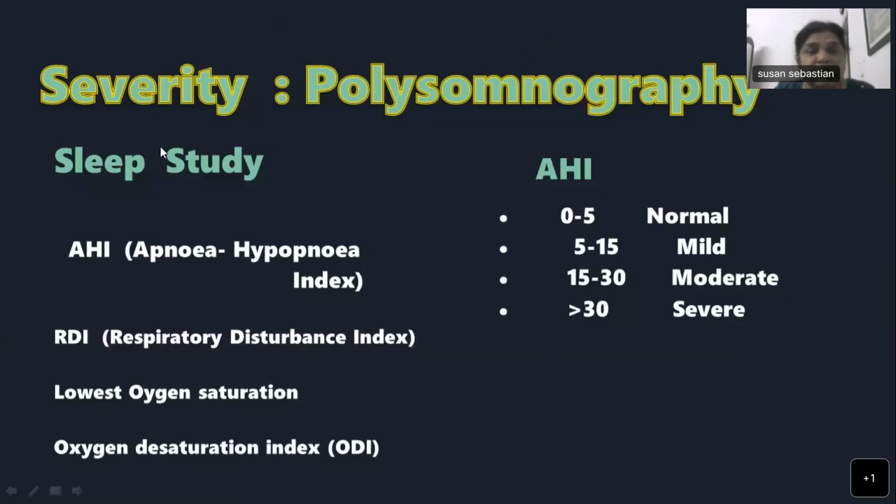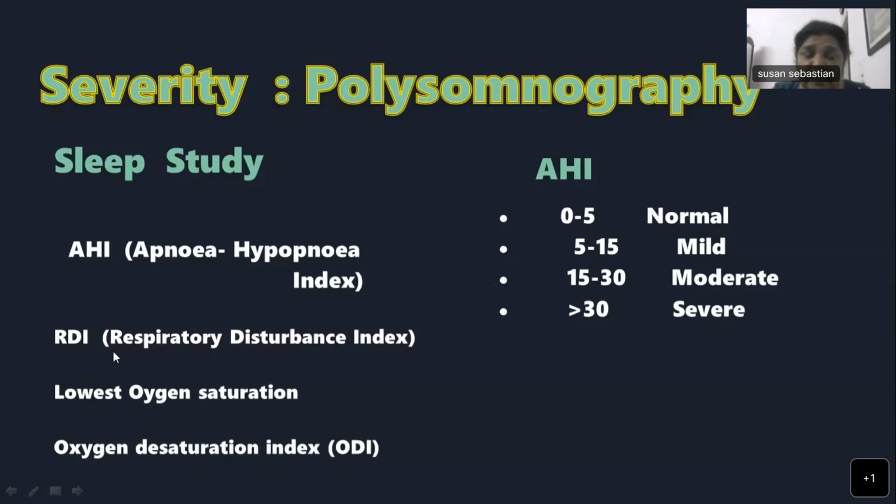The severity of the polysomnography report is measured by certain parameters like the apnea-hypopnea index. 0 to 5 is considered normal, that is 0 to 5 events per hour of sleep. 5 to 15 is mild, 15 to 30 is moderate, more than 30 is severe.